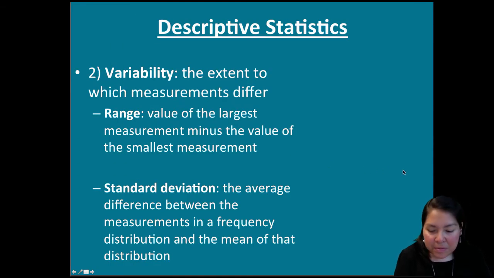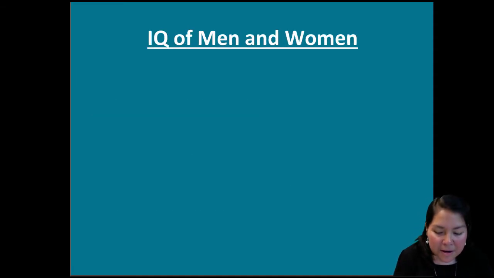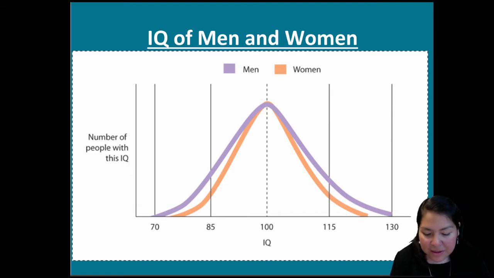Continuing on with descriptive statistics, we talked about central tendency, and now we'll talk about variability. Measures of variability look at the spread of the data. We have range, which is the largest data point minus the smallest data point or score. And then we have standard deviation, which is the average difference of scores from the mean. In other words, how far are the measurements from the center of the distribution? How far are the points away from the mean? And here we can see an example. So let's look at this example.